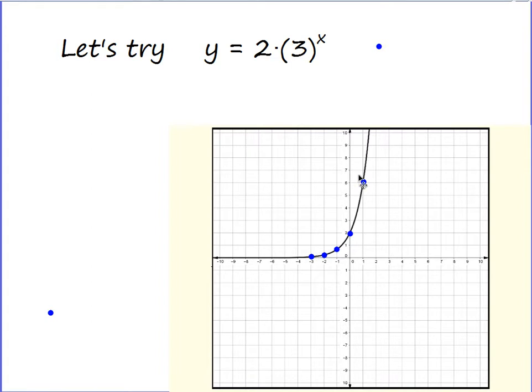Can you see that if this graph were to extend, it would cross through that point that's way off our graph? And I should remember to put arrows on both ends of my graph because this is an infinite graph. It's going to go on forever in both directions.